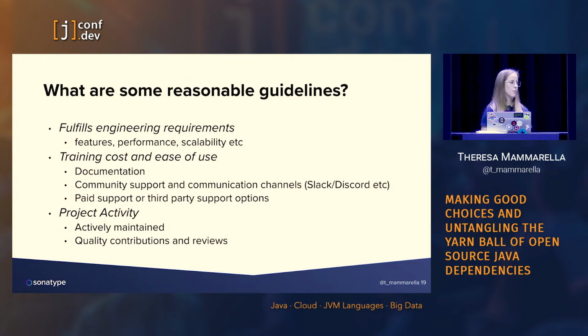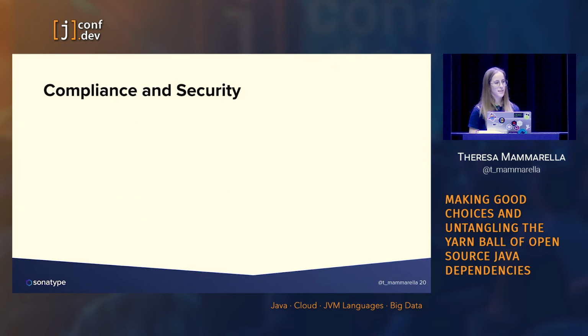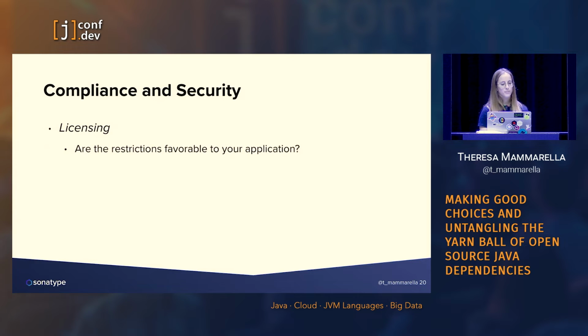Aside from these more obvious guidelines, there's compliance and security to think about as well. But for choosing open source libraries, licensing is a hugely important one. Pulling in licensing that might be more restrictive than what you've committed to in your application could result in legal implications. And security, again, is another one.